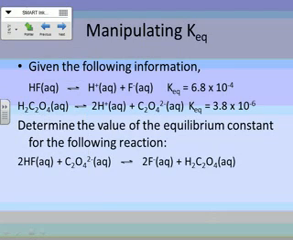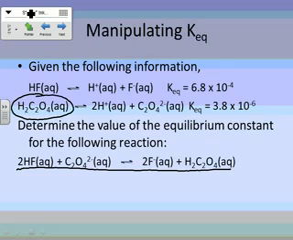So we've got two equations here, and we want to add those two equations so that we end up with this one down here. What you might notice right off the bat is the H2C2O4 is on the reactant side in this equation, and it's actually on the product side over here. Probably what we're going to need to do is flip the bottom equation. But you also might notice that the top equation has 2 HF down here and only 1 up here. So we probably need to multiply this one by 2. And then we want to determine the value of the equilibrium constant for the following reaction here.